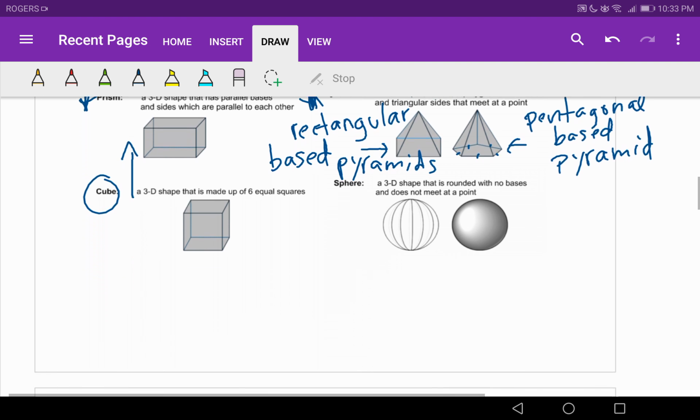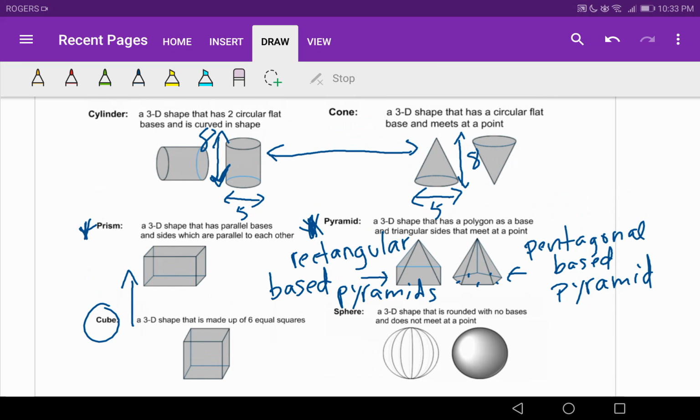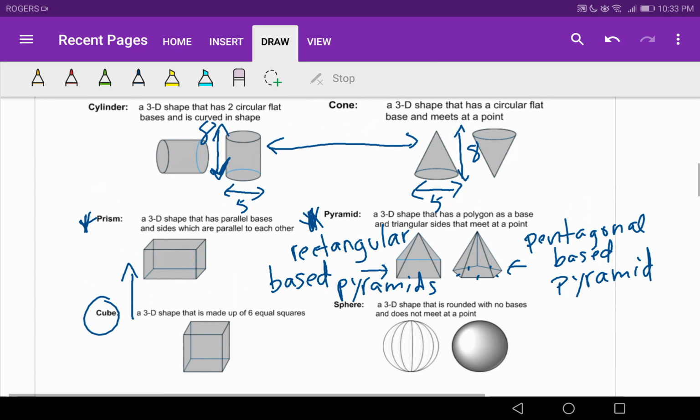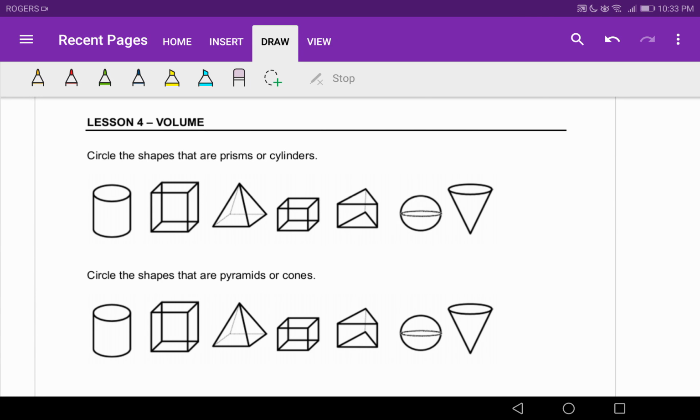Let's move on. Now let's remember that question that I asked you above. How much more water do you think the cylinder can hold than the pyramid? Keep that in mind again. Okay. The next 2 questions just kind of take us through what we just discussed. So circle the shapes that are prisms or cylinders. All right, so I'll circle a cylinder. This looks like either a cube or a rectangular prism. This is a prism. Okay.